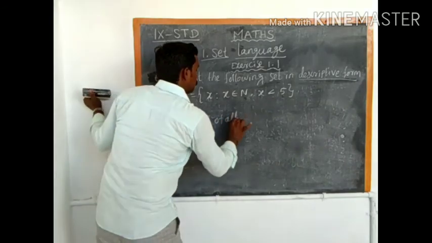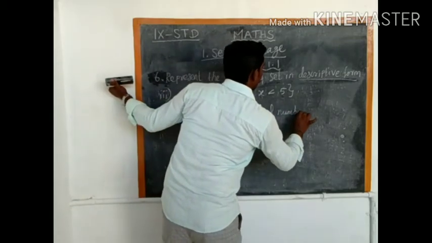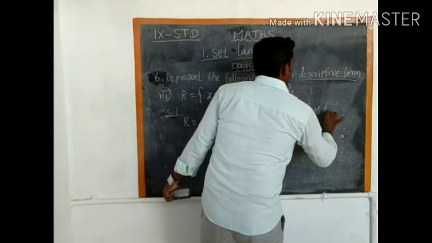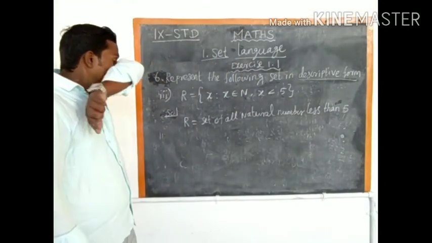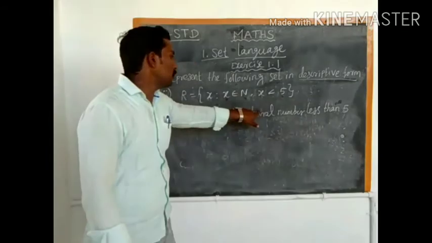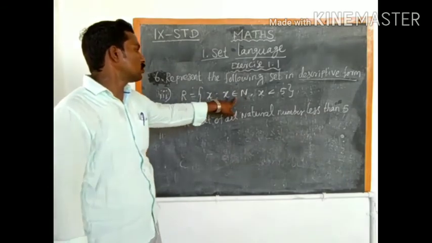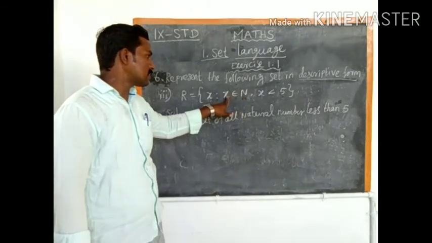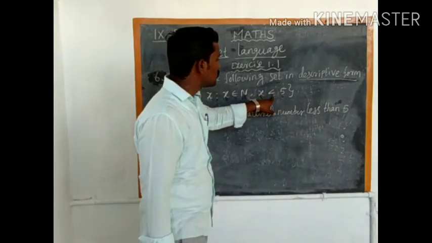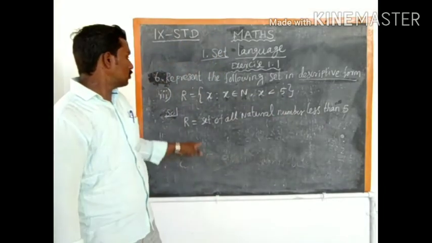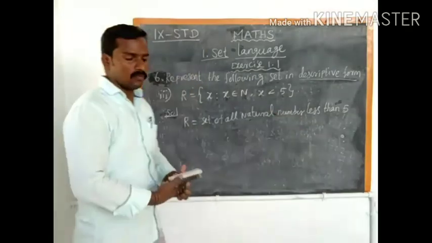Set of all natural numbers less than 5. This is your answer. Okay. So x less than 5 means 1, 2, 3, 4. That's all. Okay. So x such that x belongs to capital N. Every x is taken from the natural numbers, and x also has one condition, x less than 5, below 5 only. So this is your answer. R is equal to the set of all natural numbers less than 5. Okay.